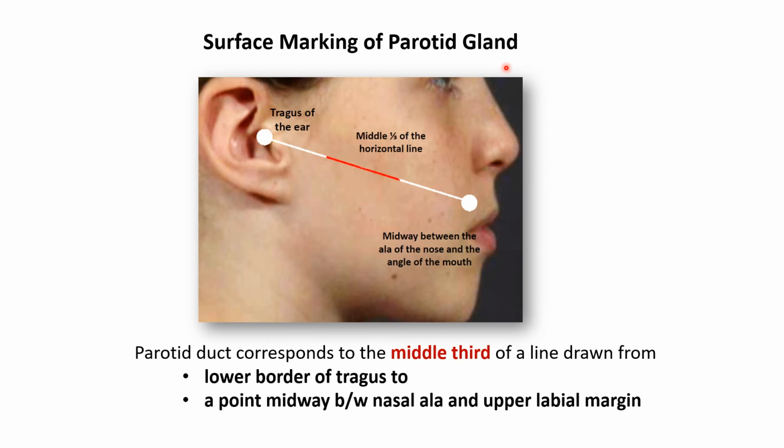Now let us look at the surface marking of parotid duct. How do you show that? What we do is we take 2 points. First point is between the nasal ala of nose and the upper red margin of the upper lip, midway between these two. Second point is at the lower border of the tragus of external ear. We draw an imaginary line connecting these 2 points, and then the middle third of this imaginary line corresponds to the parotid duct. So this is about the course of the parotid duct, structures pierced by parotid duct, and the surface marking of the parotid duct.